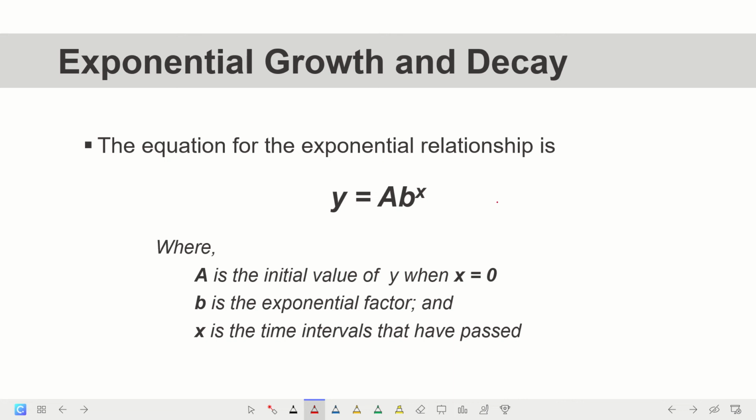From our laws of exponents, any number that is raised to 0 is equal to 1. So if our base is raised to 0, the exponential expression is equal to 1, and 1 times a is equal to a. Therefore, when x is equal to 0, the value of y is equal to a. So a is our initial value, b is the exponential factor, and x is the time interval that has passed.